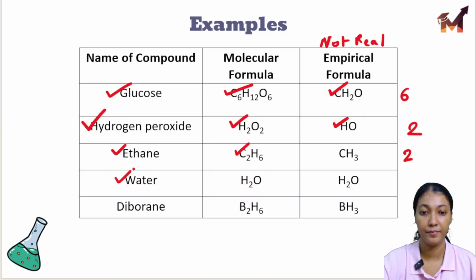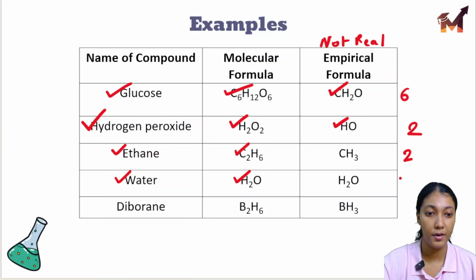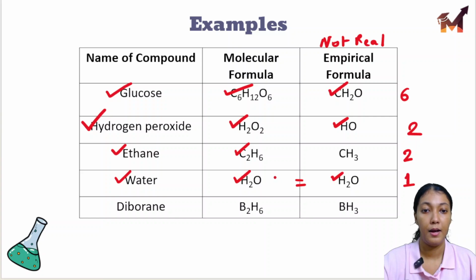उसके बाद आता है water. The formula is H2O. As you can see, there is no common factor to be taken. So the common factor in this case will be 1. So for H2O, the empirical and the molecular formula are the same. They are equal. But in other cases where you can take a common ratio, the molecular formula and empirical formula will be different. So for water, the common ratio is 1. So molecular formula is H2O and empirical formula is H2O as well.